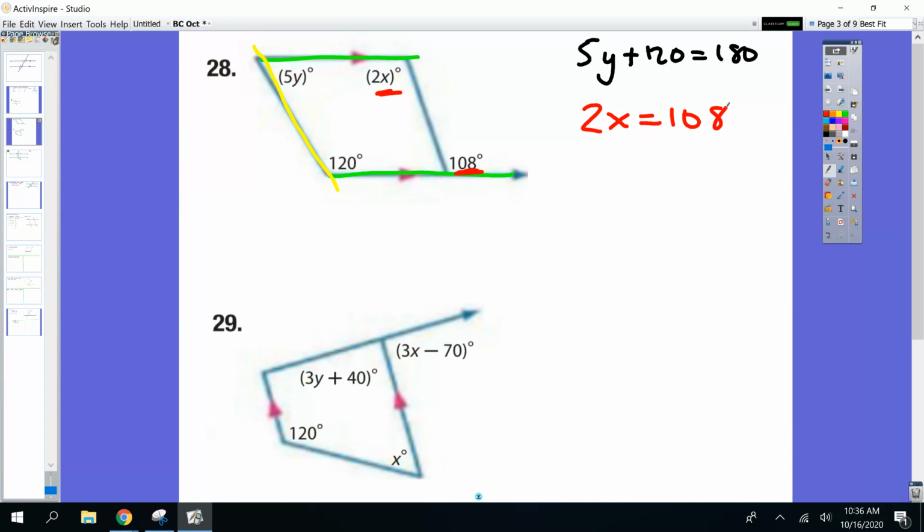All right. Next, let's go. I'm waiting for it. Which one? 39. Here we go.